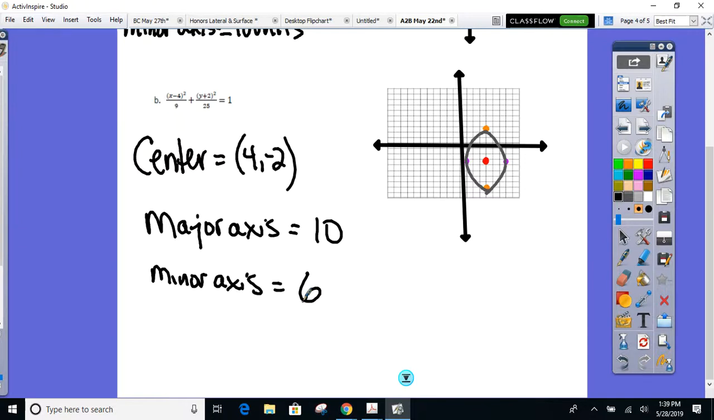Anything you want to ask? The square root just tells you how far left, right, up, and down I go from the center. I got to multiply that by 2 to see how long it is. Everyone good? Yeah, let's go.